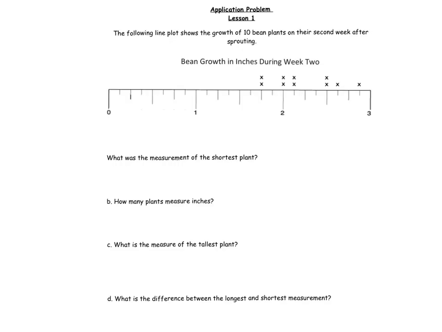The following line plot shows the growth of 10 bean plants on their second week after sprouting. So the title of my line plot is Bean Growth in Inches during week 2. And I have 0, 1, 2, 3 inches, and each X is a different plant. So let's just make sure I have 10 X's. 1, 2, 3, 4, 5, 6, 7, 8, 9, 10. So letter A, which I know I didn't put, so we're going to add it right now.